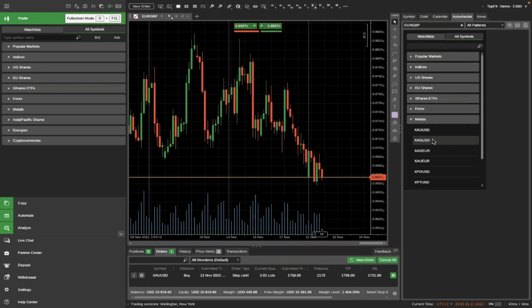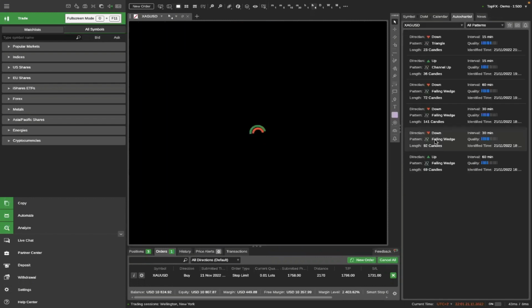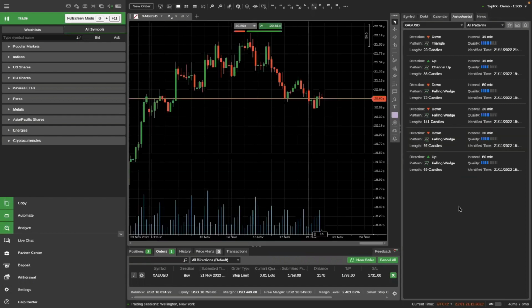Metals, there you go. Any pattern here? Oh, of course. Oh, this is very nice. This is very nice, and it changes the situation, because as you can see, you got plenty of the patterns here. Look, you got on 15 minutes a triangle pattern to the downside. You got on 15 minutes a channel up at the same time to the upside. You got on the 60 minutes, 1 hour time frame, a falling wedge to the downside, and then you have a falling wedge to the upside.